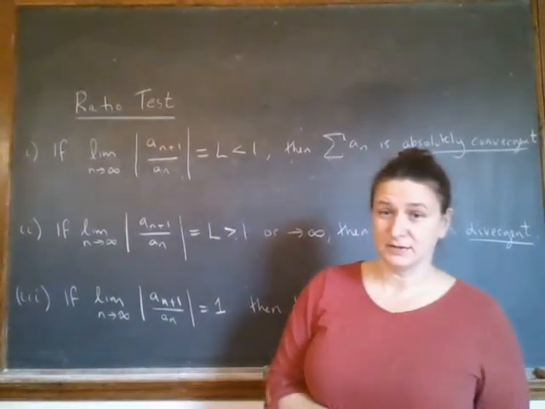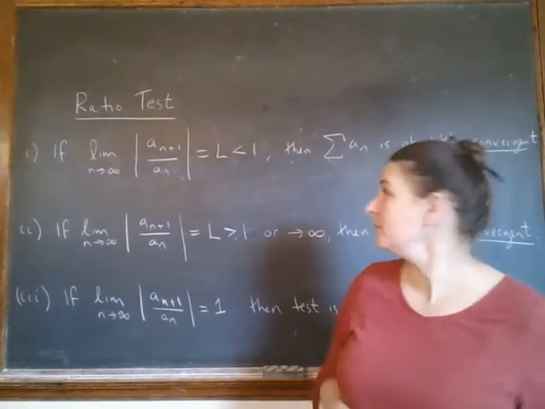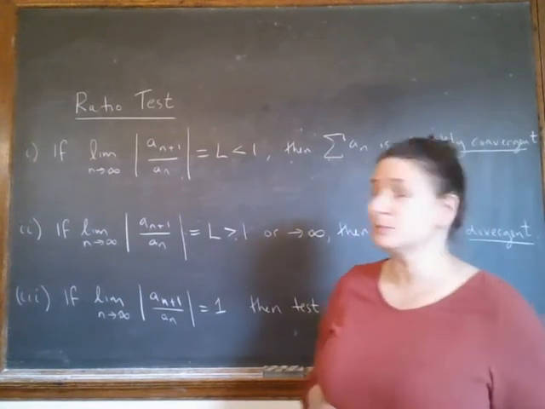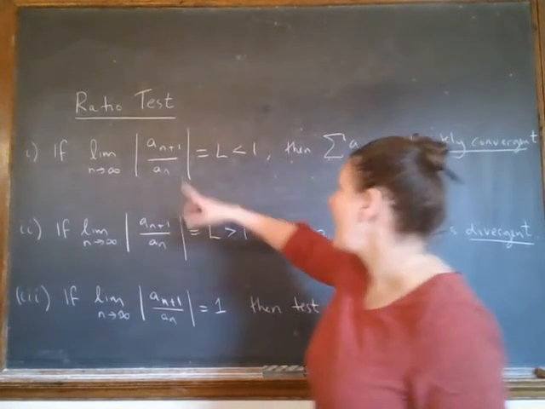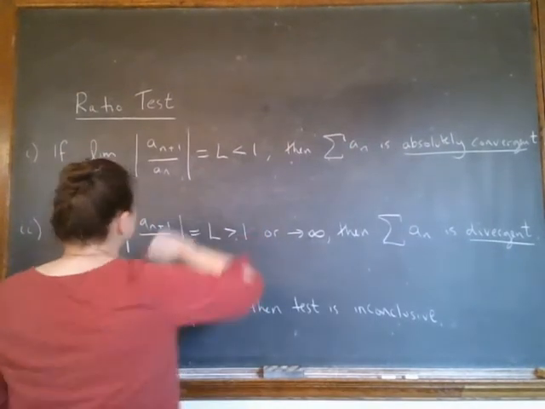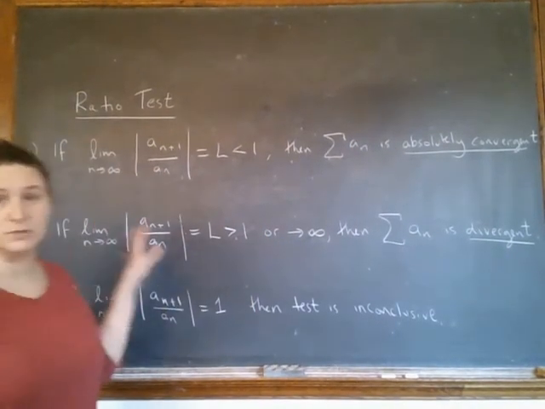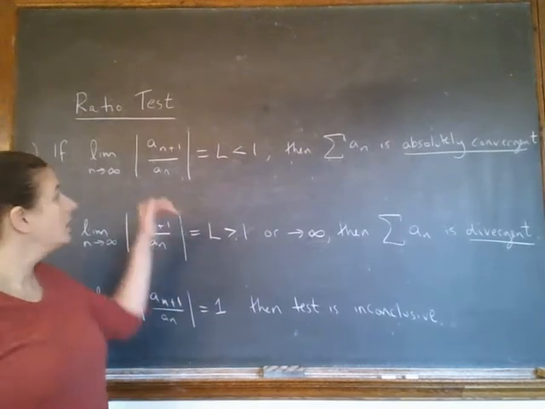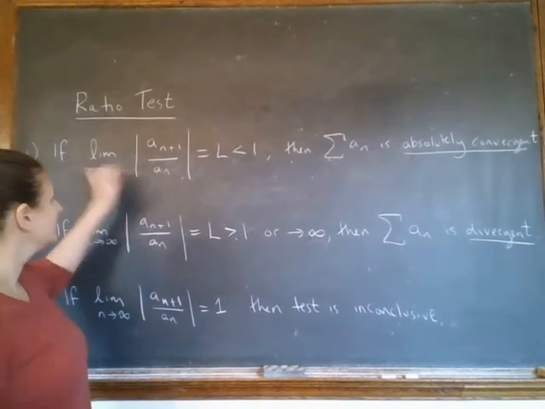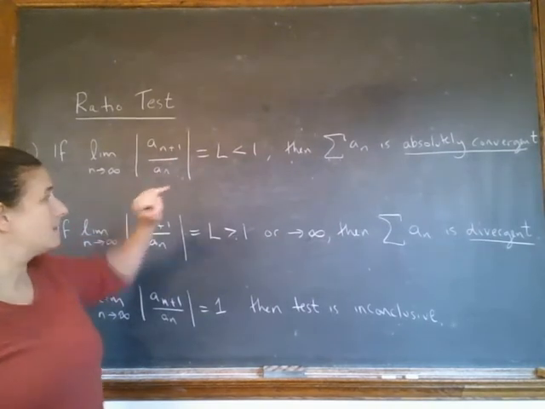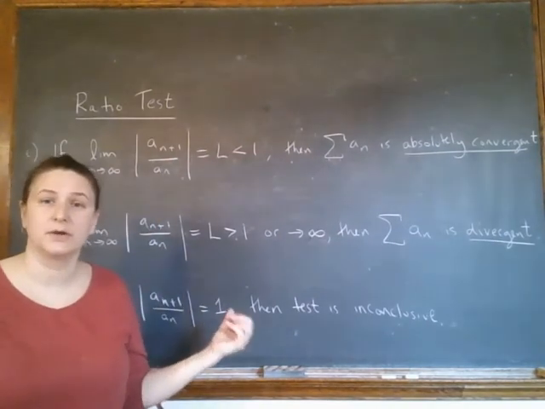Now the ratio test, written on the board already here. It's a pretty simple test. You look at the ratio of the terms, a_(n+1) over a_n, and you just take the absolute value of that. And then you take the limit as n goes to infinity. And it turns out that what you get will tell you what the series is doing.